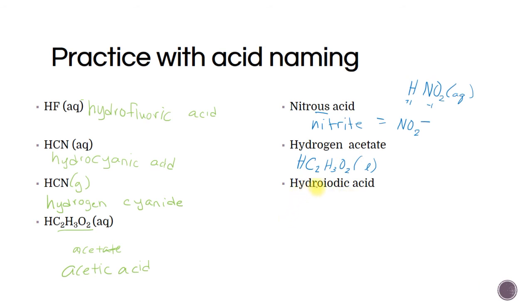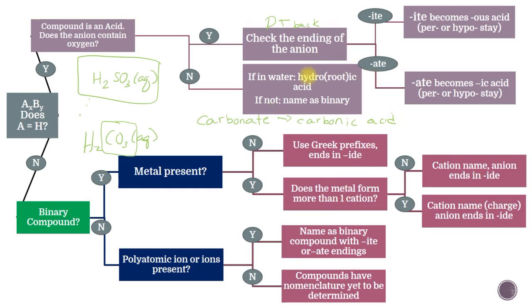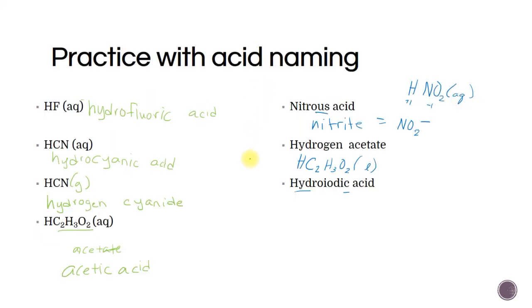Finally, we have this one, hydroiodic acid. So the key here is hydro and ic acid. We only see hydro-ic here. So that means it's something that had no oxygen, because the answer here was no. So no oxygen. If we have a hydro, there's no oxygen. So it's just going to be hydrogen with the root thing, iode. Well, iode sounds like iodine, and iodine is I.